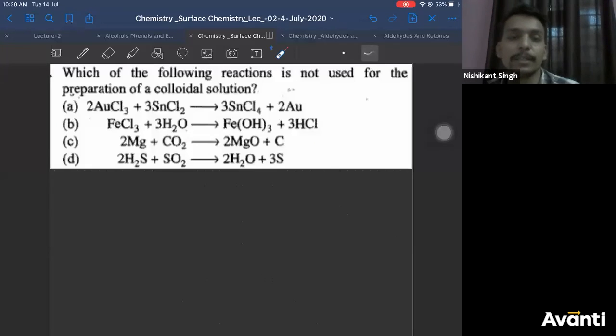Yeah, this is your question, guys. Which of the following reaction is not used for the preparation of colloidal solution? Look at it carefully and tell me which reaction will not be used for preparation of colloidal solution. Which of the following reaction will not be used for colloidal solution? Yeah, you can vote it out quickly.